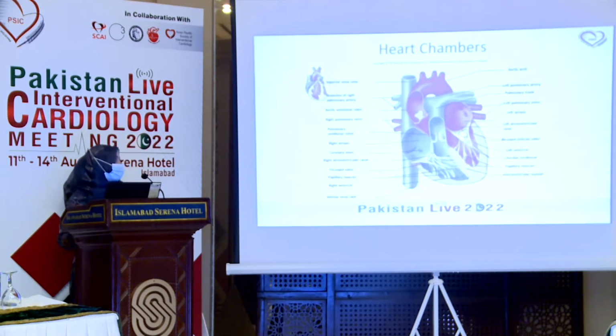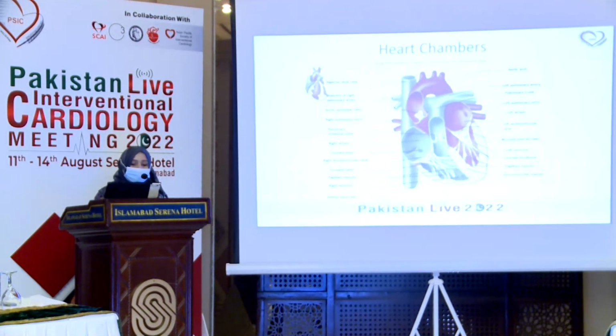Next, the heart chambers. There are four heart chambers, two atria and two ventricles. The right side carries deoxygenated blood and the left side carries oxygenated blood. There are four valves of the heart. On the right side are the tricuspid valve and pulmonary valve, and on the left side are the mitral valve and aortic valve.